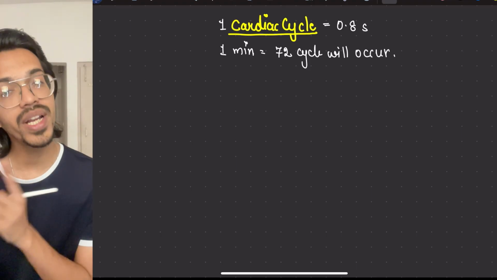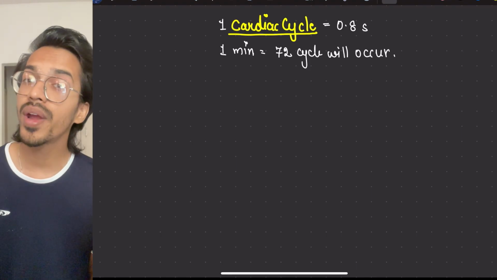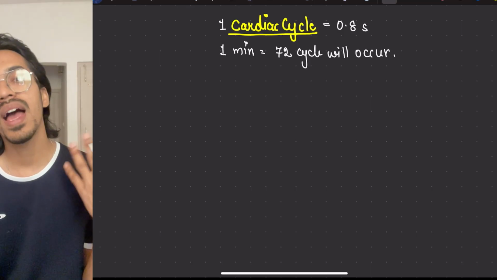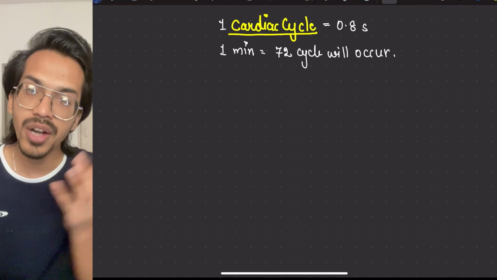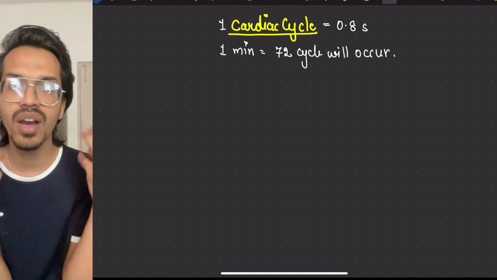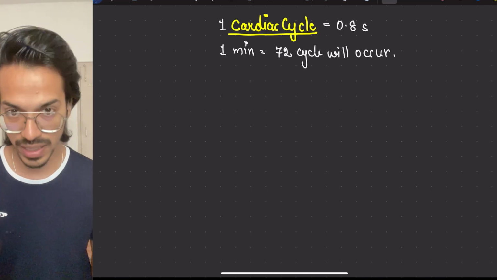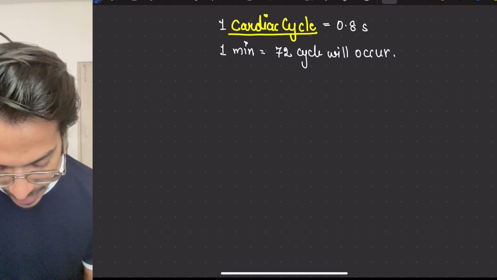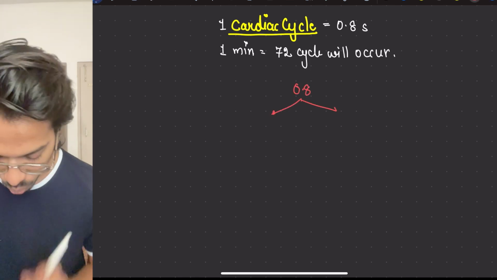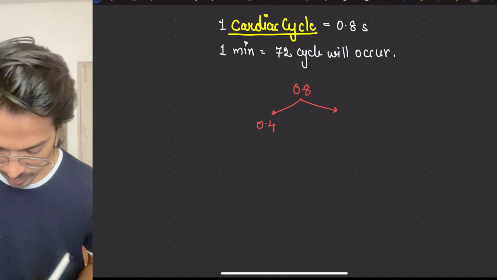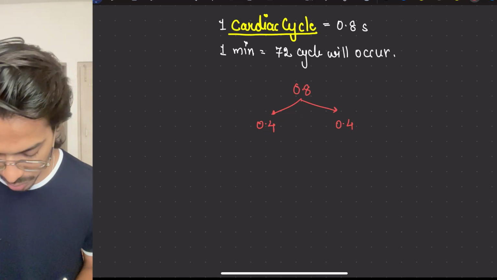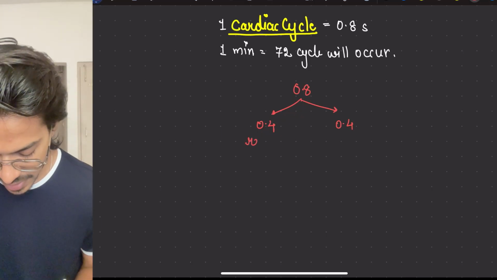Now in this 0.8 second, for 0.4 second, the whole of the heart is resting, whereas for the rest 0.4 second, different parts of the heart are working. I assume that you know what is atria and what is the ventricle, so we will go directly into it. This 0.8 will be divided into two time zones, 0.4 and 0.4. This 0.4 is where the relaxed state will be there.